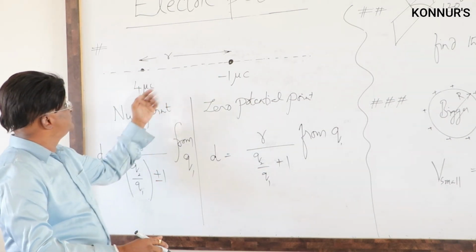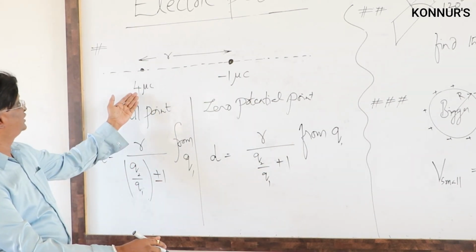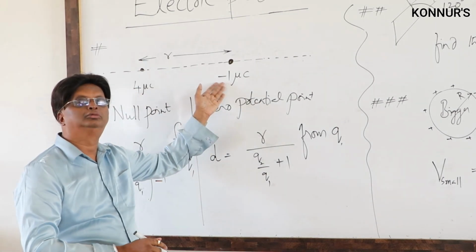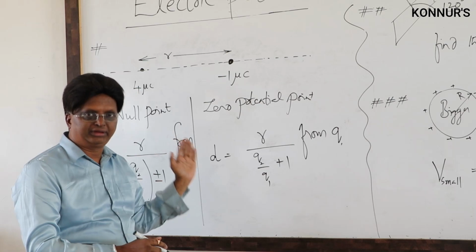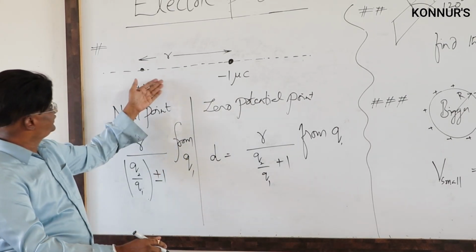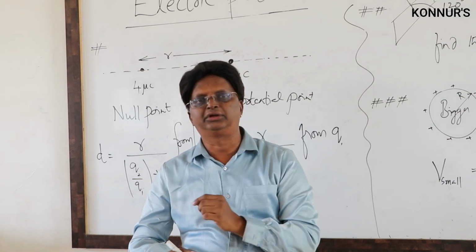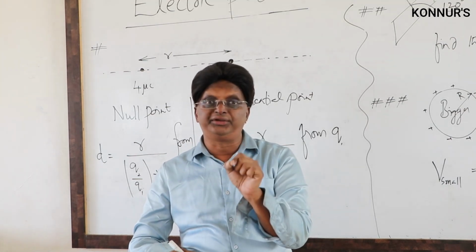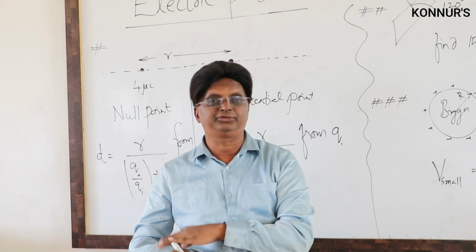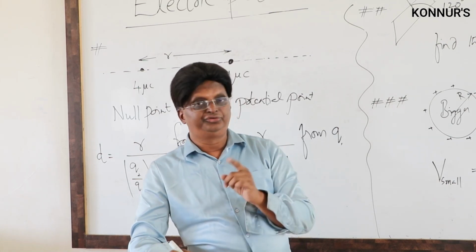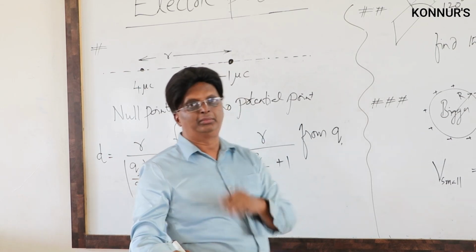Look at this first example I have taken. I have taken two charges, plus 4 microcoulomb and minus 1 microcoulomb. Unlike charges I have taken. Now, for this system, a question is asked like this. It's a wide open thing. Either find the zero intensity point, which is called the null point, or else find the zero potential point. Zero potential point is not a null point, remember.